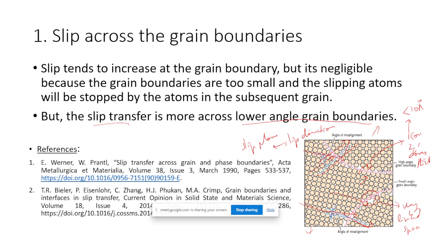Yes, sir. Okay. Actually, prior you have discussed this topic as well. Yes, I have, slip across grain boundary. But what I wanted to do was give some more sources. Another thing, I just wanted to confirm. So this is clear, right? Yes, sir. Okay.